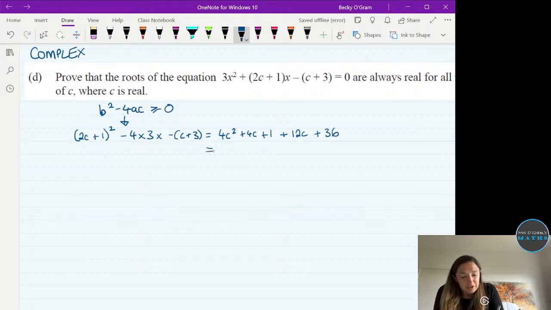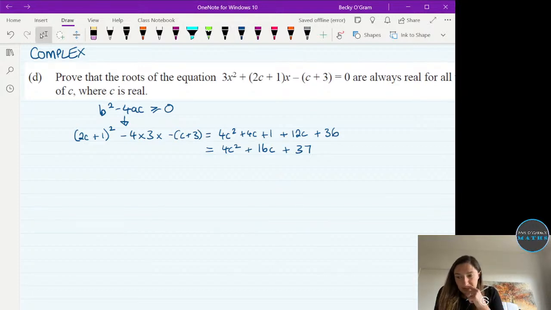All right, so carrying on with this trend then. I just had a notification pop up, just check that. All right, so we've got 4c squared. We have 4c plus 12c, that's 16c, and then we have 1 plus 36, which is 37.